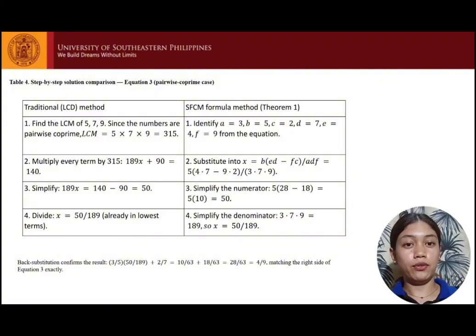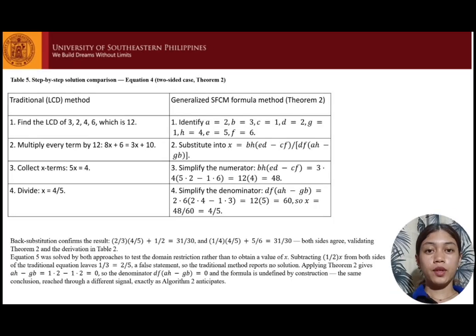But without ever having to hunt for a common denominator. We verify this by substituting the answer back into the original equation, and it checks out exactly. 3/5 of 50 over 189 plus 2 sevenths equals 4 ninths. Confirmed. Equation 4 tests the generalized formula, theorem 2, on a two-sided equation.